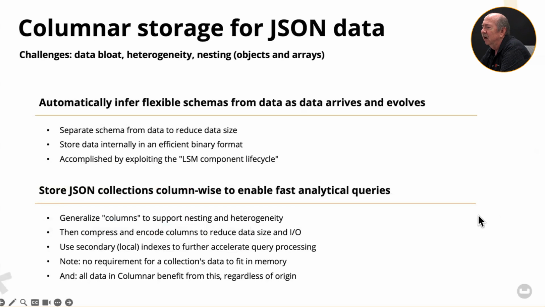But before I do that, let me also talk about the storage of JSON collections in a columnar way rather than in a row way. So we generalize the notion of column to deal with the nesting and heterogeneity. We store things in a JSON version of columnar, which then allows us to compress the data. We've taken away the schema and also use data compression techniques, run length encoding, things like that, to encode the columns to reduce how much space they take, and therefore how much I/O is being performed when you're reading that data. We offer secondary indexes to further accelerate query processing.